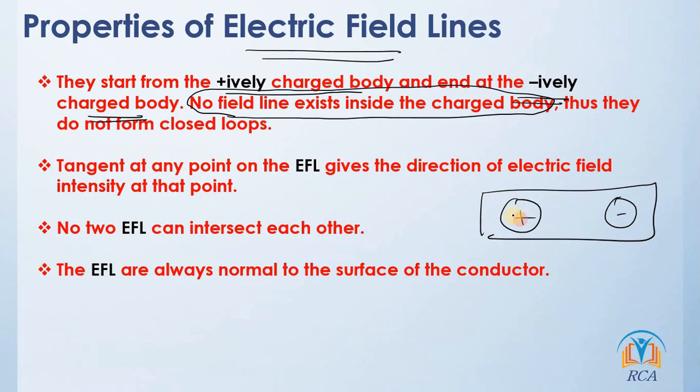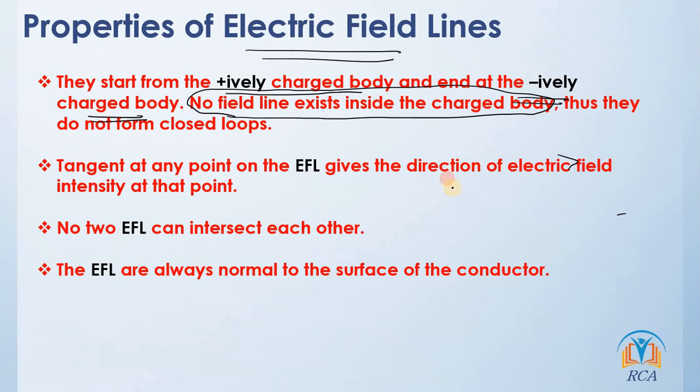In a system, the field will go from positive towards negative outside, but there will be no field acting inside this particular object. Make sure you remember this, that there will be no electric field inside. Therefore, they will not form closed loops. Magnetic lines actually form closed loops, but electric field lines do not form closed loops.